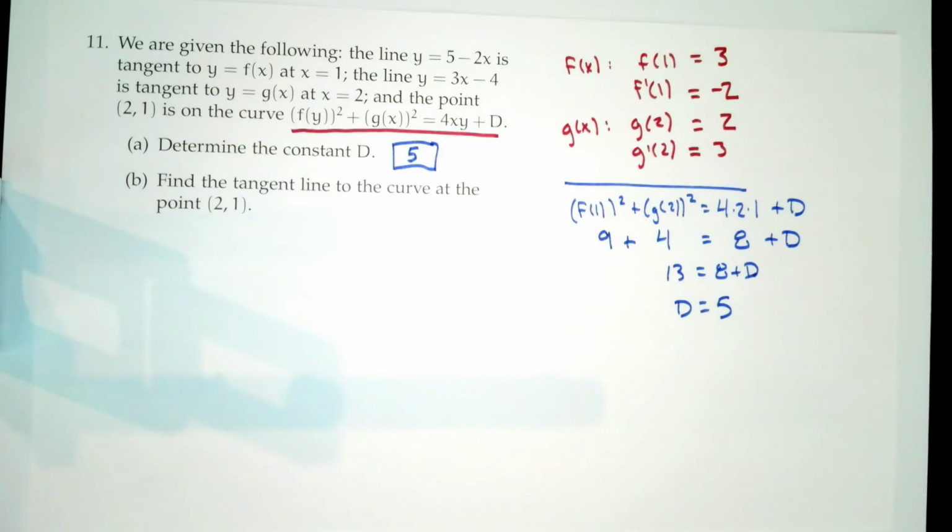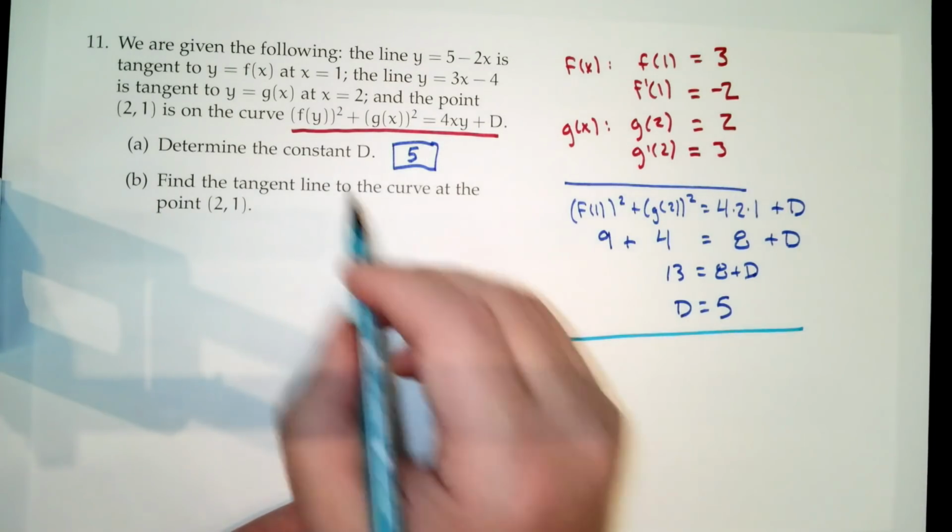Okay, so that wasn't so bad. Now it says find the tangent line to the curve at the point (2, 1). In some sense, we're halfway done, because we already know the point. The point is (2, 1). Now what we don't know yet is the slope. And that's why we talked about implicit differentiation earlier. We anticipated we would need it. And here's when we need it.